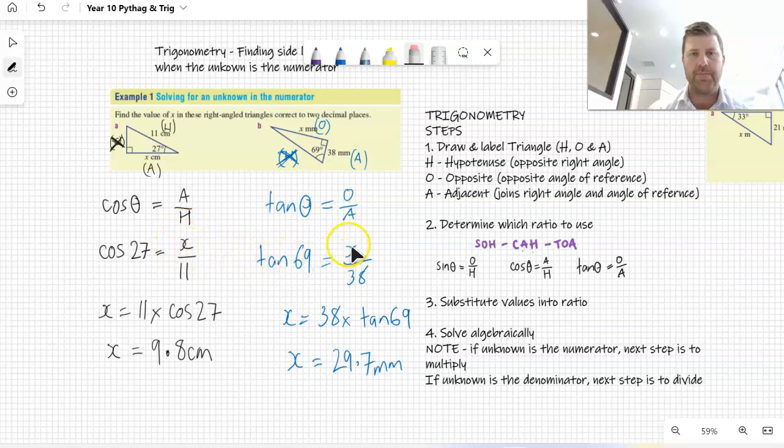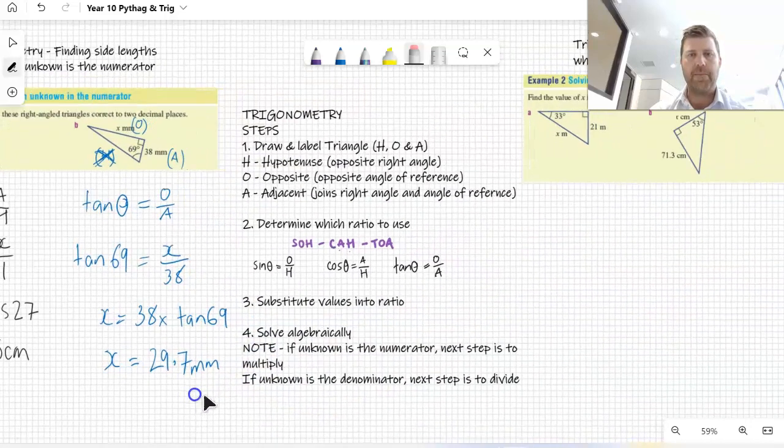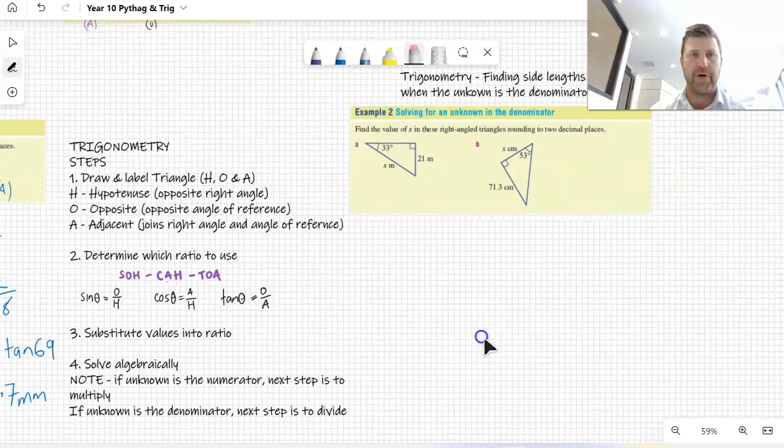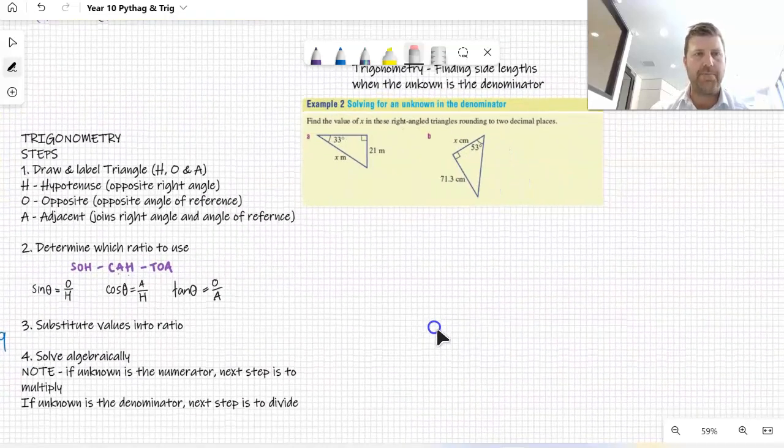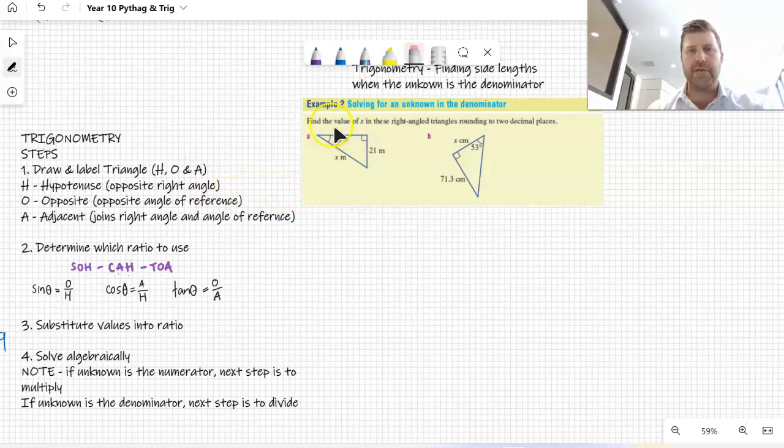So at the top of the fraction, when we got to step 3, that basically meant that to solve it algebraically, we would multiply both sides by that denominator, okay, to solve it. So it'll be a little bit of a different step at the end, but I'll get to that when I get to step 3. The first step I've got here is to draw and label the triangle with H for hypotenuse, O for opposite, and A for adjacent. So I'm going to go ahead and do that now in this first example.